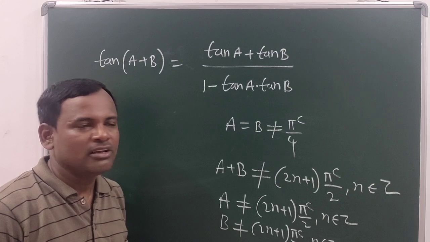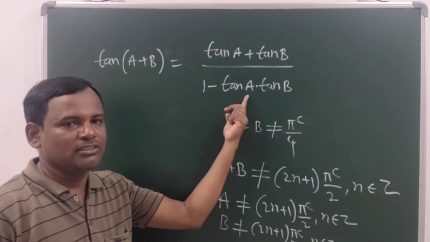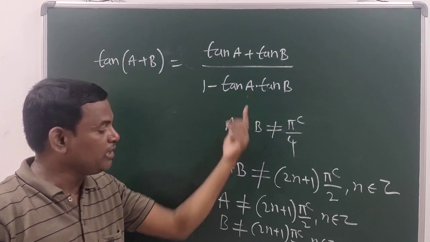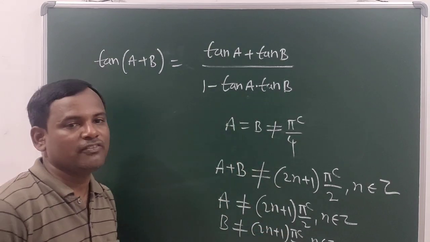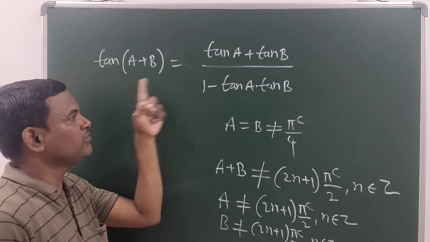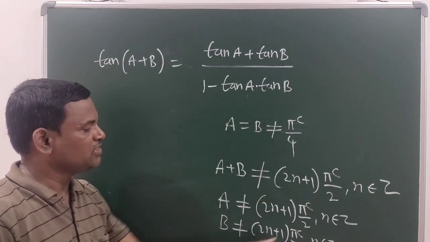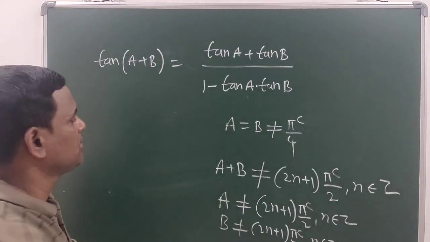Similarly, A should not be 90, because tan 90 is not defined. Not only at 90 but also at all odd multiples of 90, A and B are not defined. Okay, so this is equal to this if and only if it satisfies these conditions.